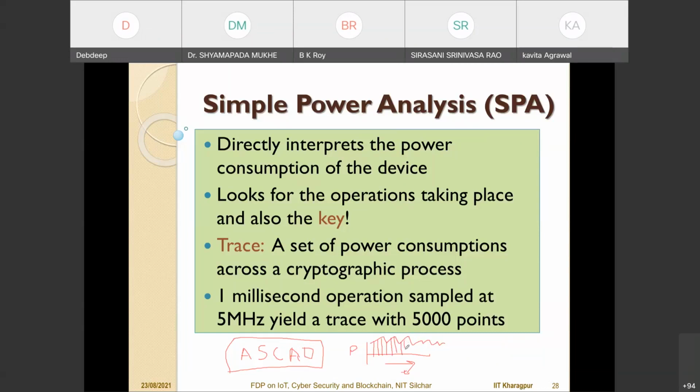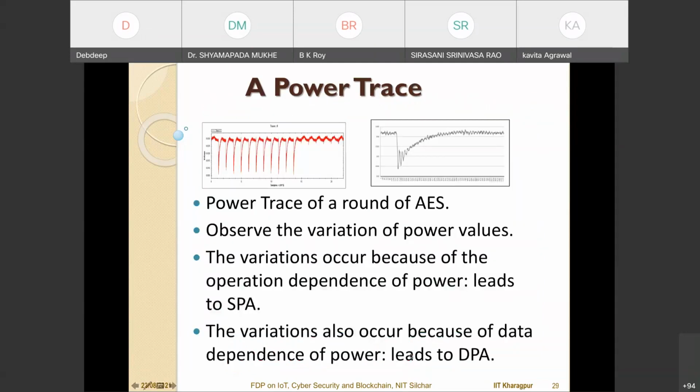Typically, just to give an example, say you have got a 1 millisecond operation, and the sample points are the points at which you are breaking up your encryption time. Suppose your encryption takes a time t, you are breaking that into t by 5,000 time instances. So this is an example of a power trace.